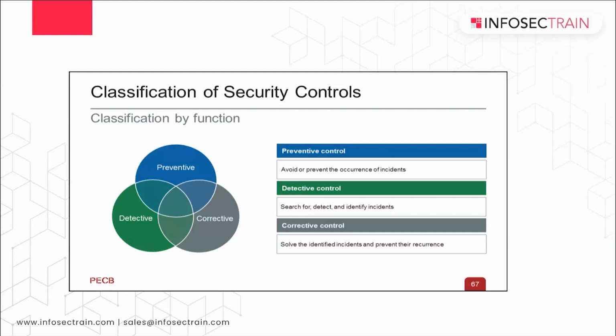When there is a fire, what will that sprinkler system do? At 67 degrees Celsius, the bulb will break, and after that water will be spread into that premises. So what is it? Detective and preventive control. Not only is it detecting, it is preventing as well. Remember, they can overlap with each other.